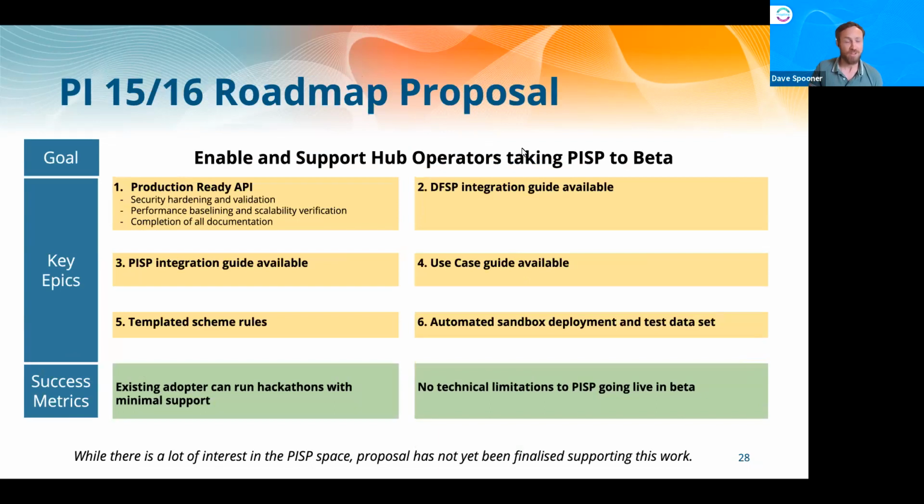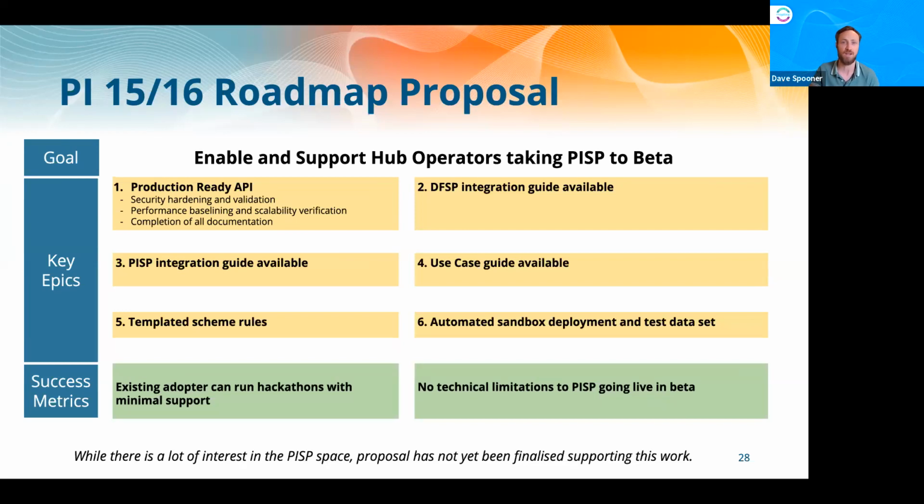So our next steps after PI14, and we're looser and vaguer on the time schedules around this, but basically where we want to take this is taking PISP to beta somewhere. So everything required to enable and support a hub operator to actually get this running. So that would involve making sure the API is production ready, everything around security hardening and validation, performance baselining, making sure everything's scalable, and of course completion of all the associated documentation.